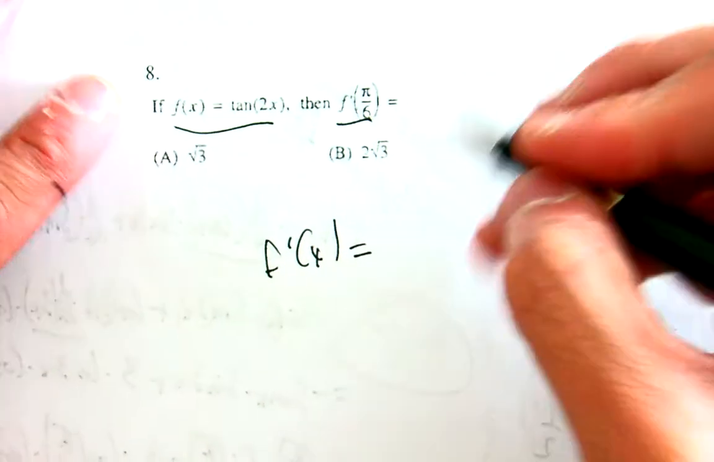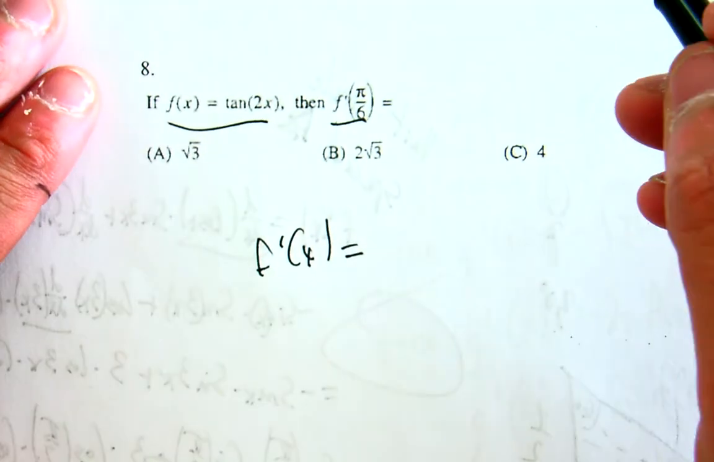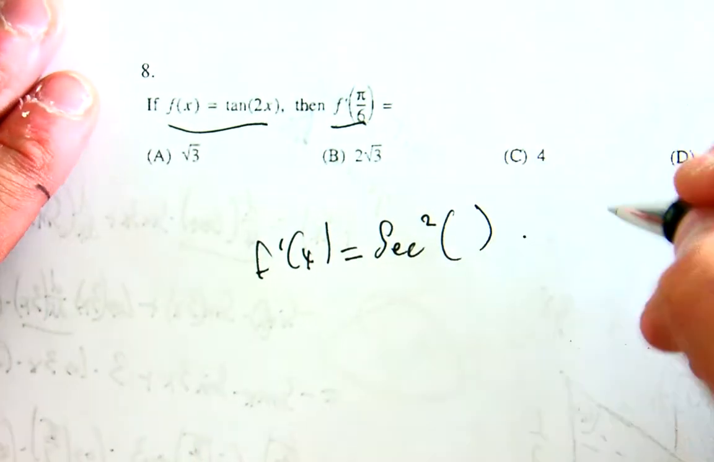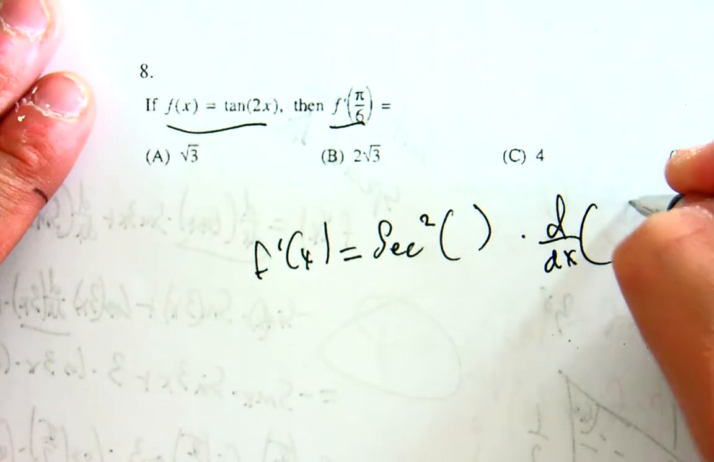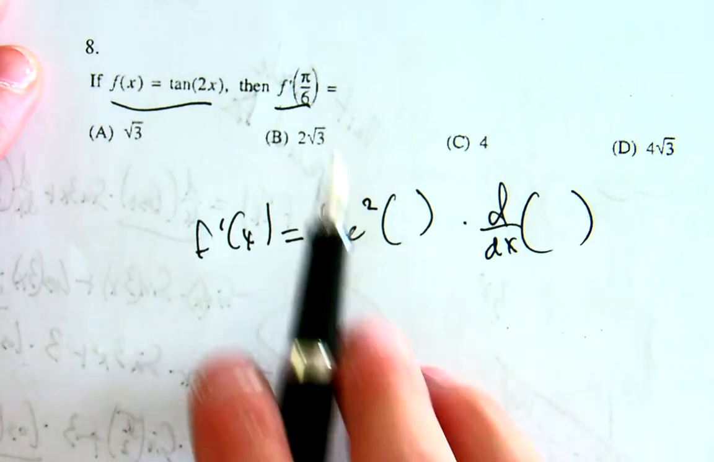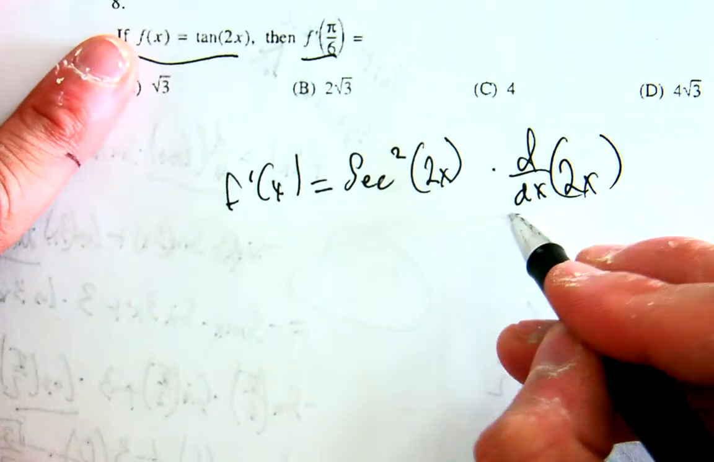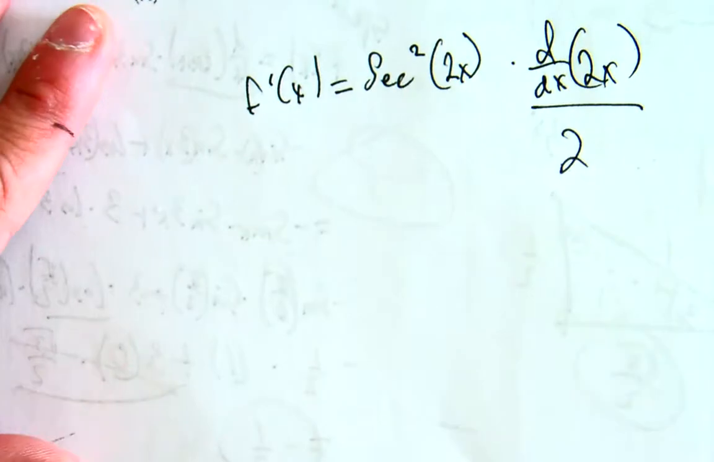The derivative of the outside is what? What's the derivative of tan? It's secant squared of blah blah times the derivative of blah blah. So first find the derivative and then plug in pi over 6. What's the blah blah? It's 2x. The derivative of this is what? That's 2.